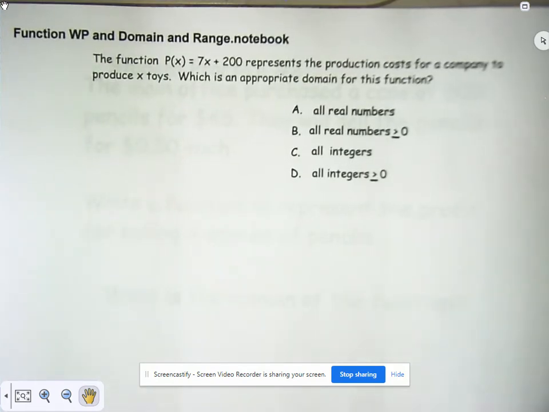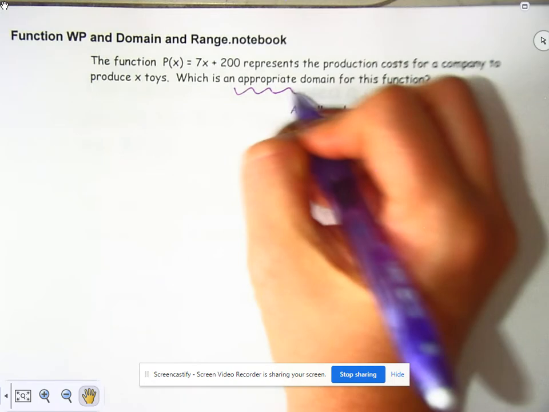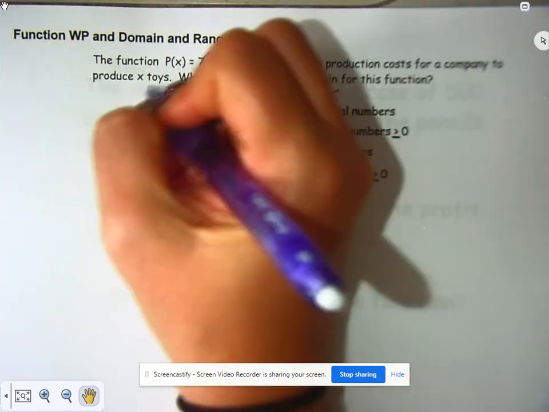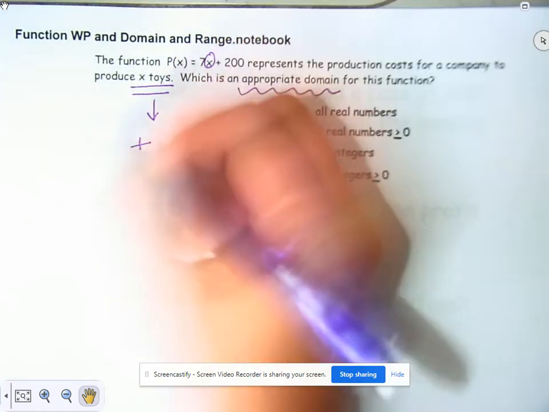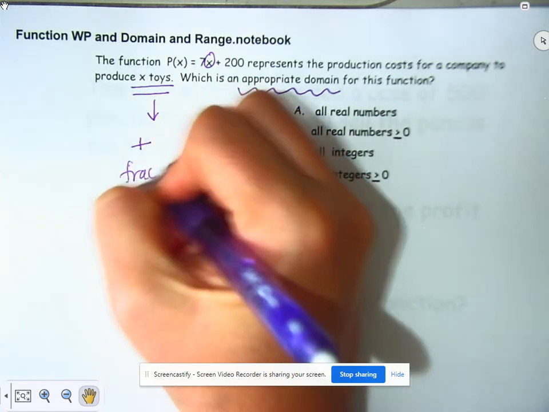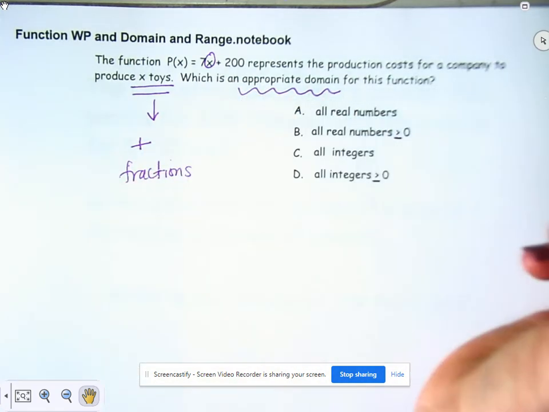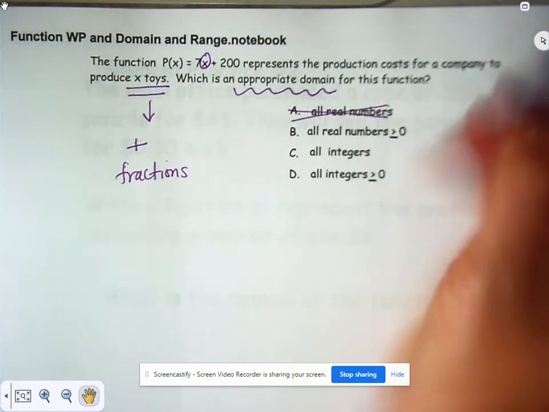All right, and again, this one's not asking you to solve anything. It says, what's an appropriate domain? X is our domain, and X is the number of toys. It has to be positive. You can't have any fractions. Okay, you don't sell a fractional part of a toy. So it's not going to be all real numbers.